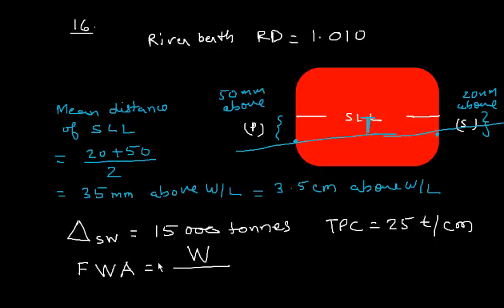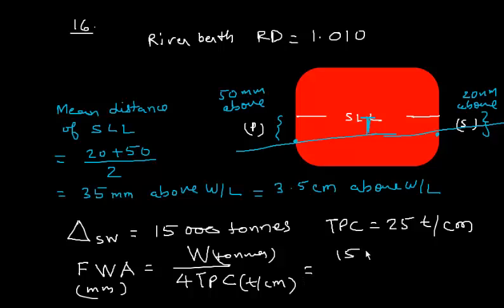Just let me go through the formula again. Okay, W upon 4 TPC, if this is in millimeter, this is in tons, and this is in ton per centimeter. We can write 15,000 divided by 4 into 25, which gives me, this is 100, so it is 150 mm.